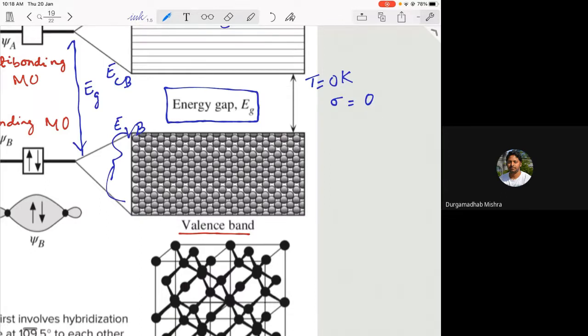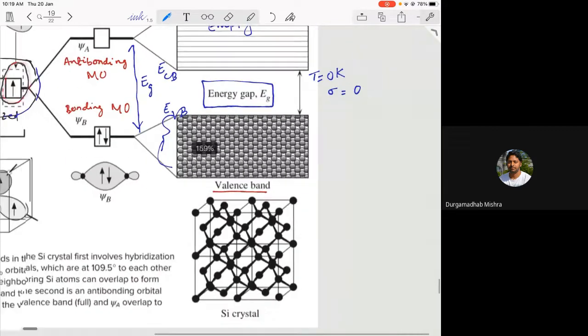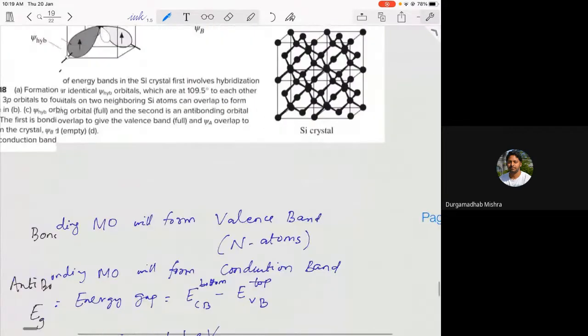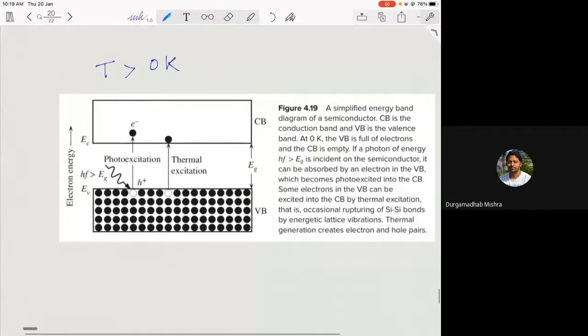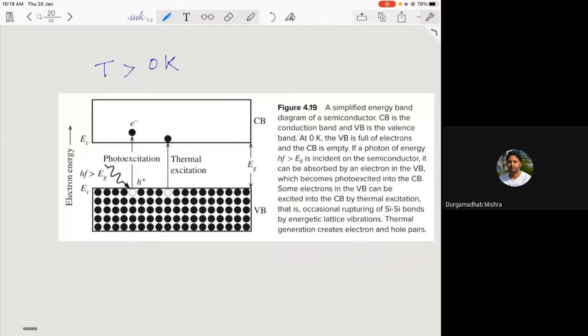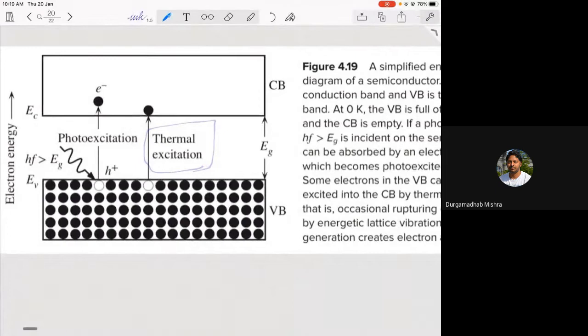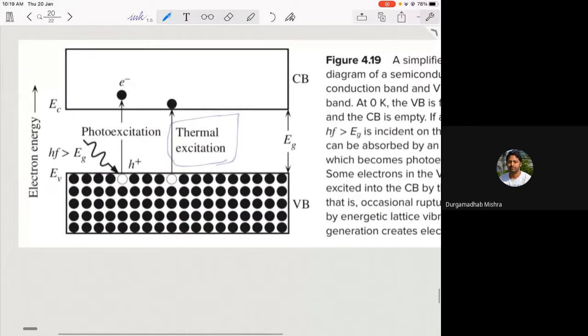And that is true for all the semiconductor materials where the valence band is completely full and the conduction band is completely empty. However, if you increase the temperature, there will be excitation of electrons from the valence band to the conduction band. That is known as thermal excitation, or thermalization, or excitation due to the temperature.